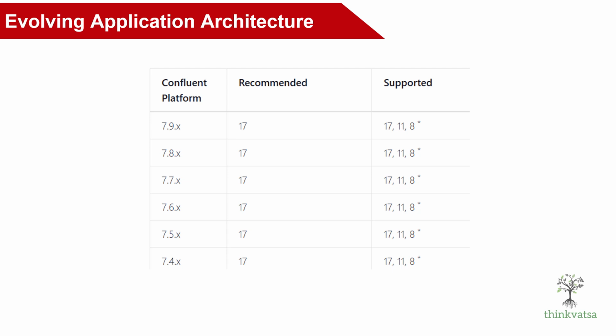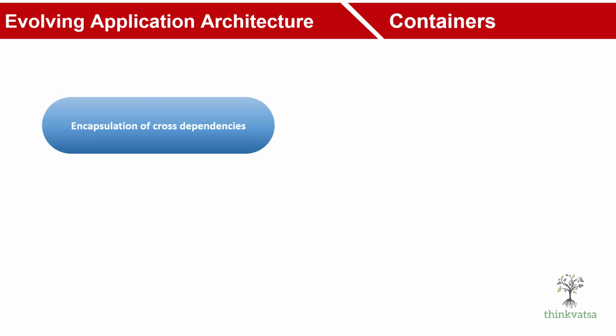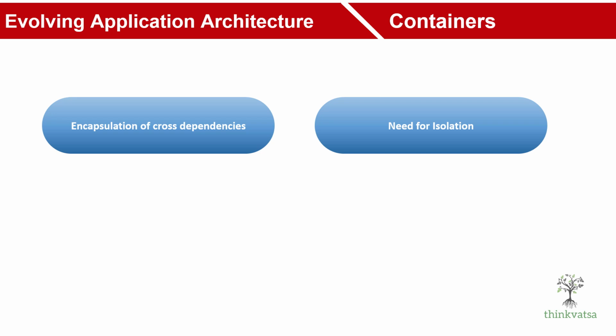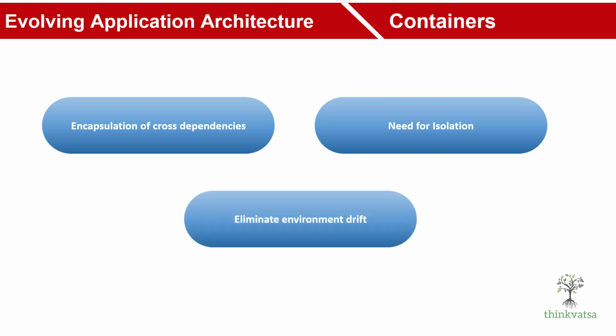So after discussing the problems for a while, we understand that there was a need for encapsulation of cross dependencies between the apps. There was a high need for isolation between the applications, and there was a need to eliminate the environment drift across dev, staging, and production, as the library versions and other dependency versions might be different across different environments. So the elimination of drift between the environments is a definite yes.